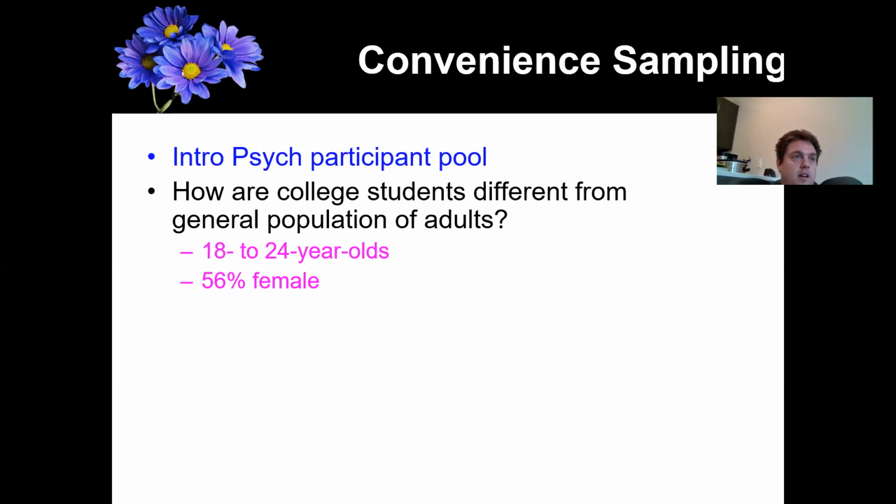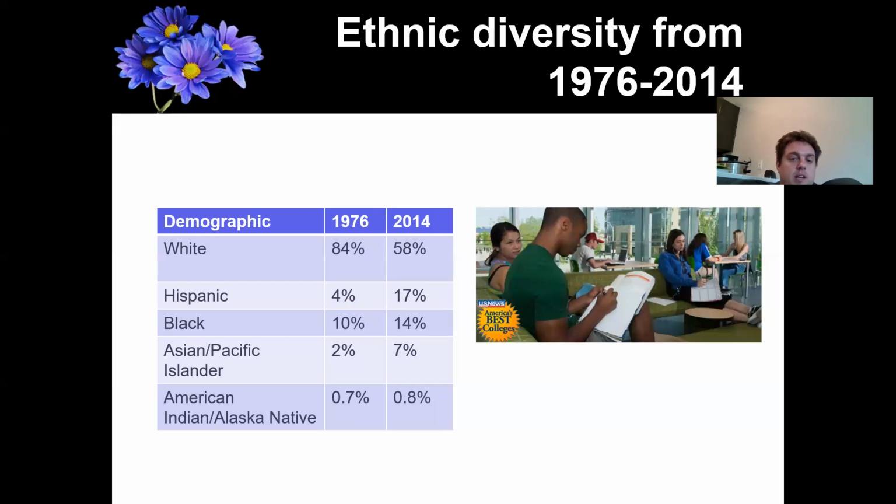If we're running some sort of memory study and we're using a convenient sample of college students or intro psych students, does that tell us how this might work in the actual population, or in other age ranges or other demographics? Well, we'll keep thinking about that.